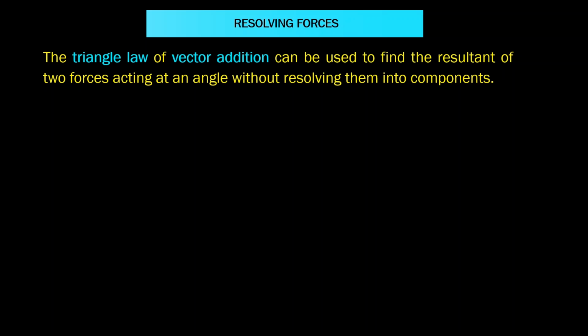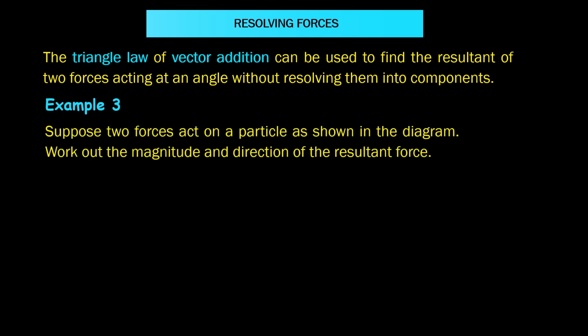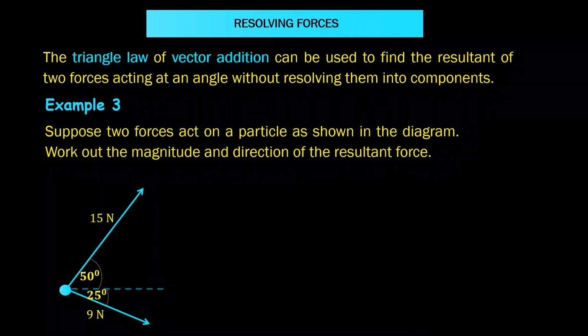Now let's take a look at the triangle law of vector addition. This can be used to find the resultant of two forces acting at an angle without resolving them into components. Let's take a look at an example. Suppose two forces act on a particle as shown in this diagram. We are required to work out the magnitude and direction of the resultant force.